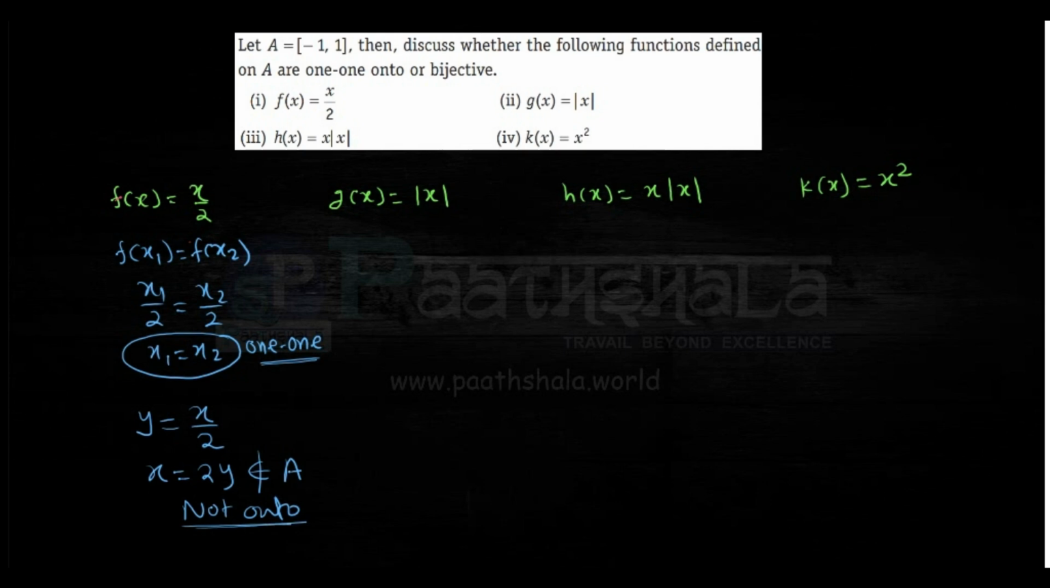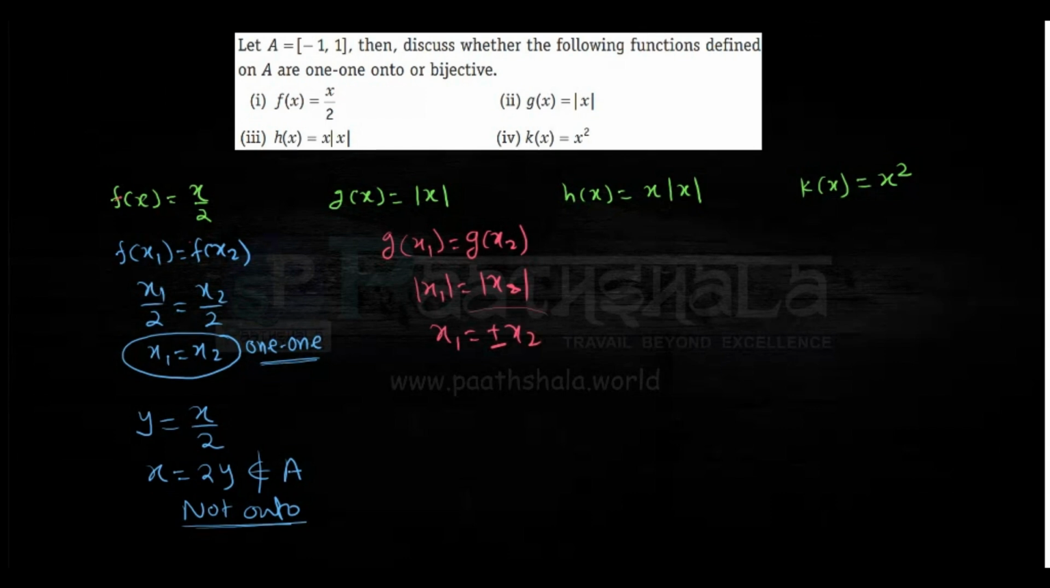Let's consider the second function, that is g of x equals mod x. For that we need to consider g of x1 equals g of x2. So we can write mod of x1 equals mod of x2. So we can write x1 equals plus minus x2, because we are removing the mod, so we get x1 equals plus minus x2.